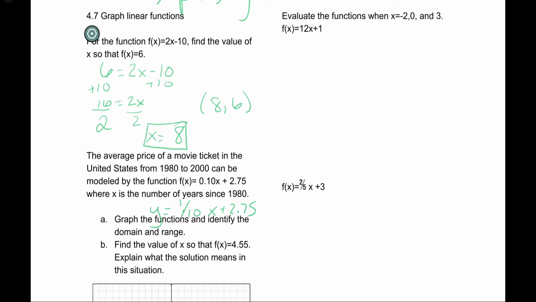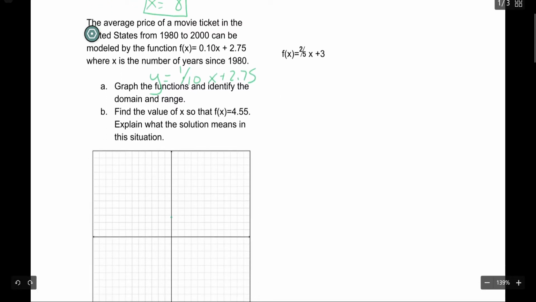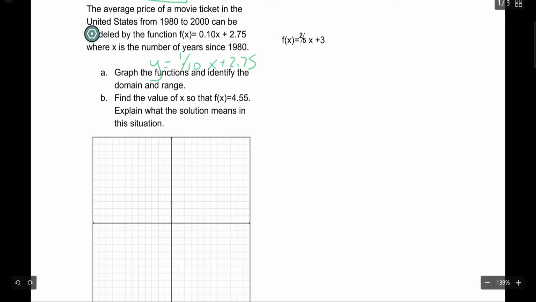So if we do that, we know that our point would be almost at 3, so at 2.75. 1/10 means we're going to go up 1 and over 10. So up to almost 4 over 10. Plot a point. Okay, and since we're talking about years, it can't be negative, so we're going to draw our line this way.